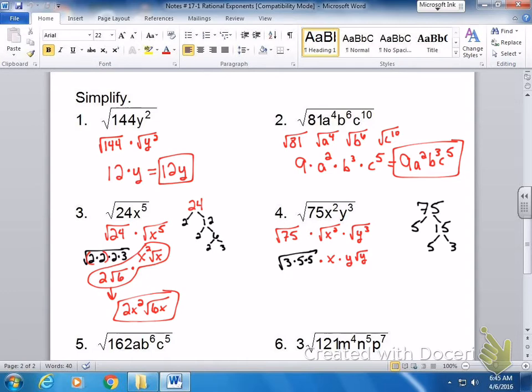Now, I can see if I have any pairs. I do have a pair of 5, so I'm going to take that out. But the 3 is left inside, and then I need to multiply that by my other two terms. 5 times x times y is 5xy. Then I'm going to have the square root of 3 times y, which is 3y. So there's your answer.